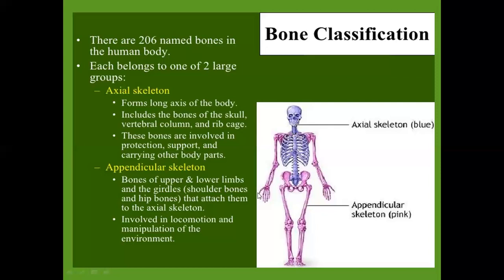Now, what about the appendicular skeleton? It is composed of 126 bones, made of the pectoral girdle and also the pelvic girdle. And what is the function of the axial skeleton? Its function is to protect, support, and carry other parts of the body. The function of the appendicular skeleton is that it helps in locomotion and manipulation of the environment.